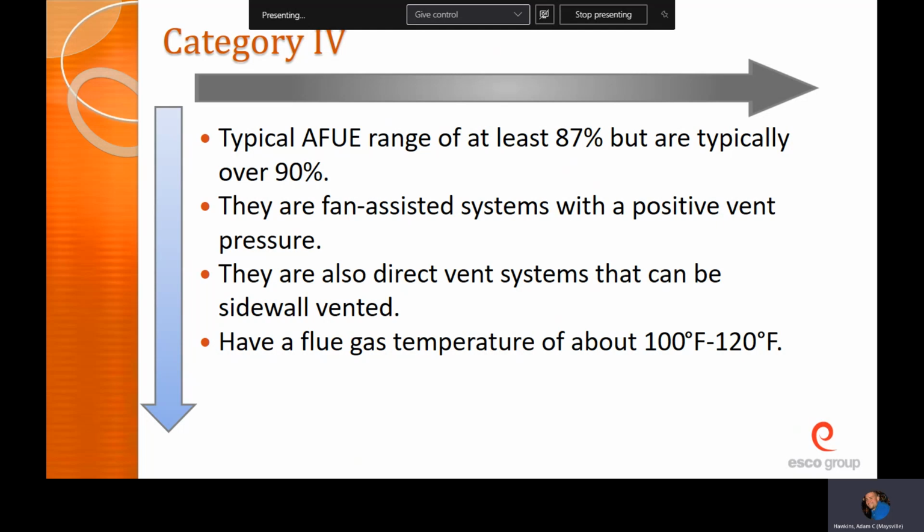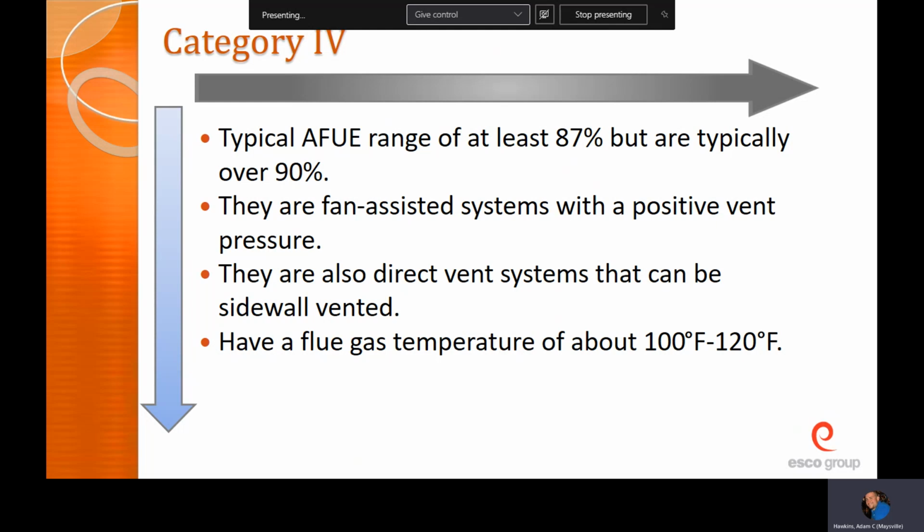They're saying at least 87%, but typically over 90 plus furnaces. They're fan assisted with a positive vent pressure. So everything is being forced through the vent, but you're still probably using an induced draft blower to pull through the exchanger. So they're saying positive vent, meaning the vent itself is positively pressurized, not the heat exchanger.